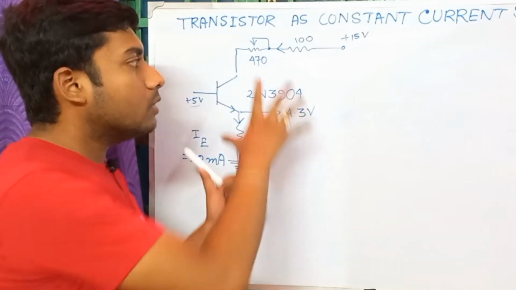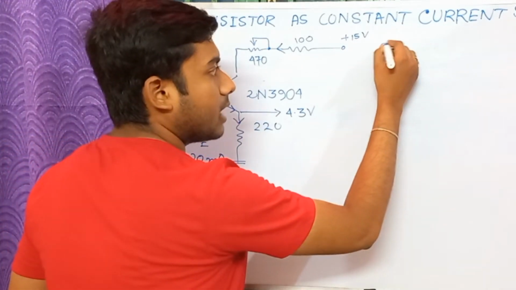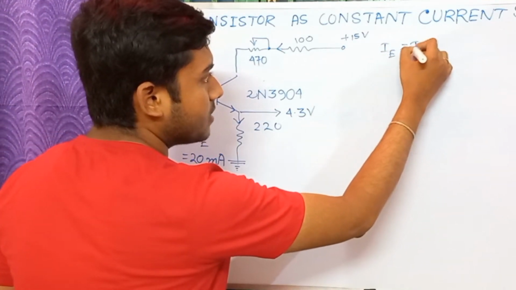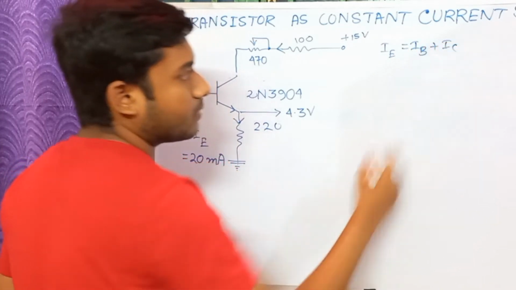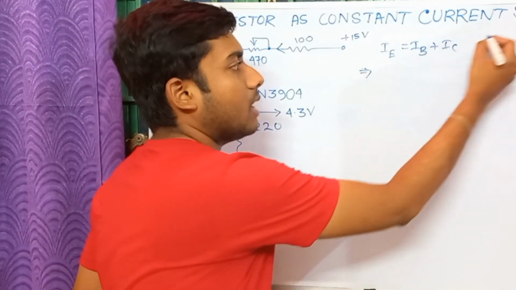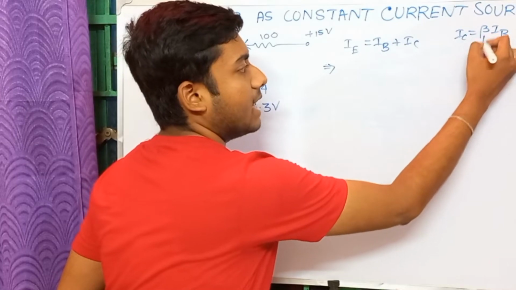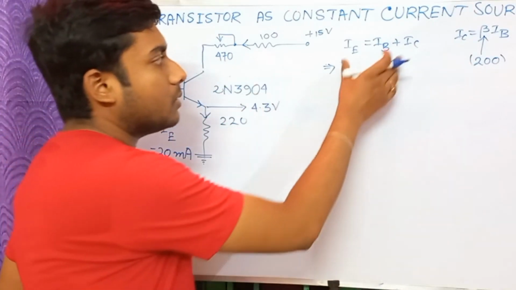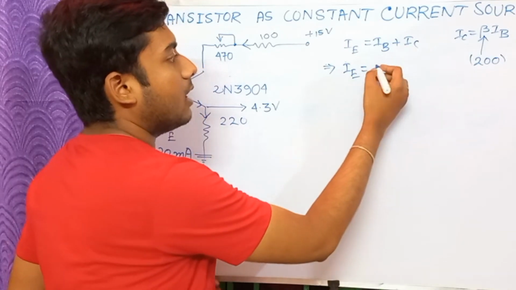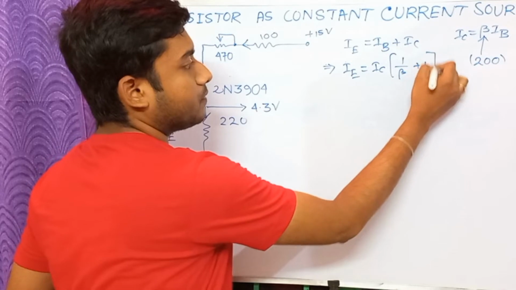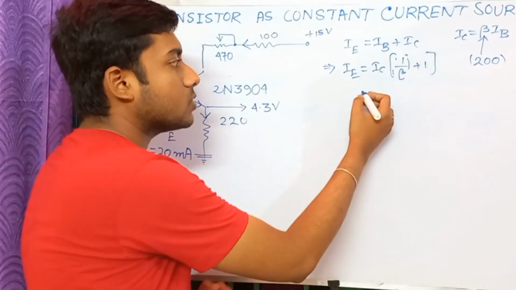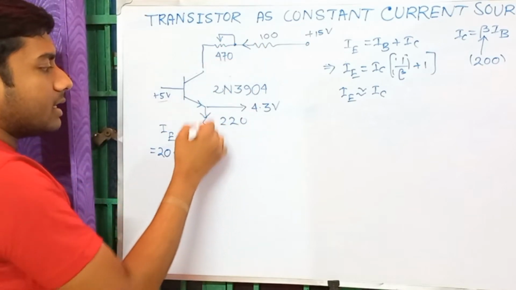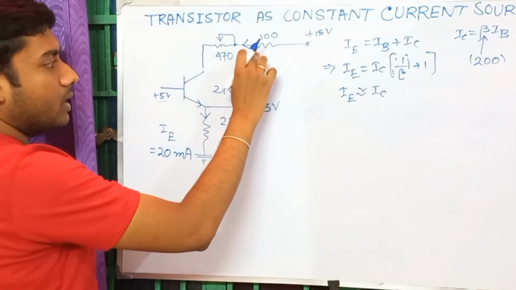Now we know that for a transistor in common emitter configuration, IE is almost equal to the IC current. How? Let us understand that also. For a transistor, IE equals IB plus IC, and we know IC equals beta times IB, where beta is typically 200 for practical cases. So IE will be IC times (1 by beta plus 1). Now this quantity 1 by beta is very small, so IE is almost equal to IC, and the same amount of current IC will appear here.